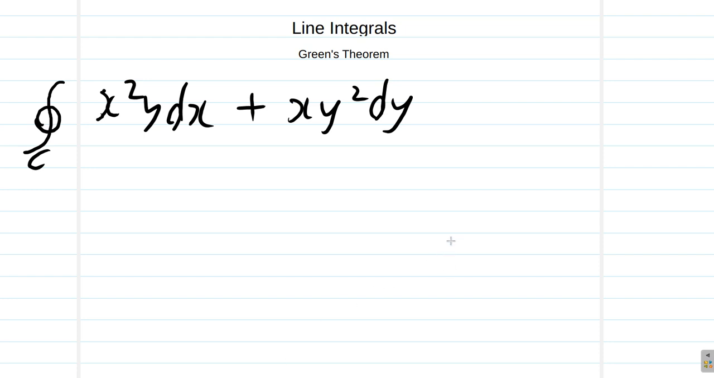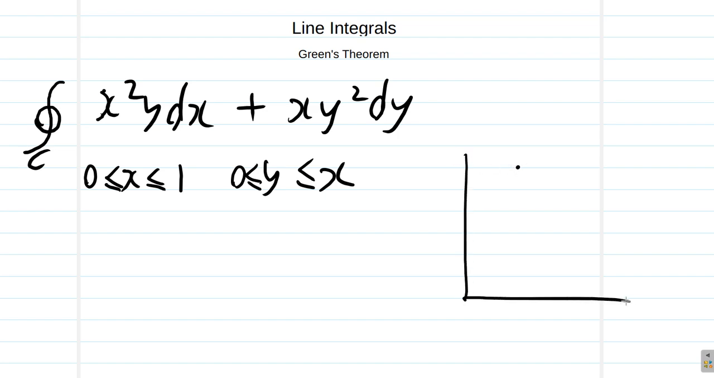Now, the region given is this. X is greater than or equal to 0, less than or equal to 1. And y is greater than or equal to 0, less than or equal to x. Now it's a matter of figuring out what region is this? What does it look like?